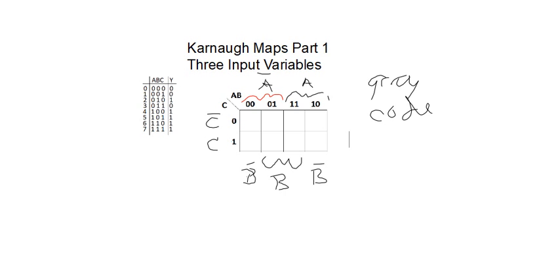All right, my top left corner is 0, 0, 0. See, I got 0, 0 on A and B. I got 0 on C, so that corresponds to row 0, 0, 0. And my output for that position is a 0.